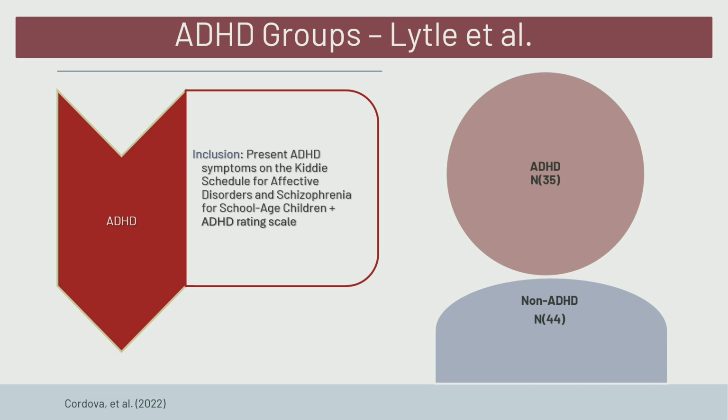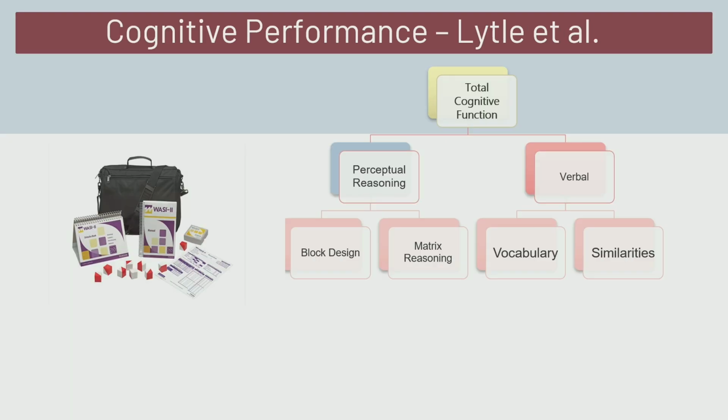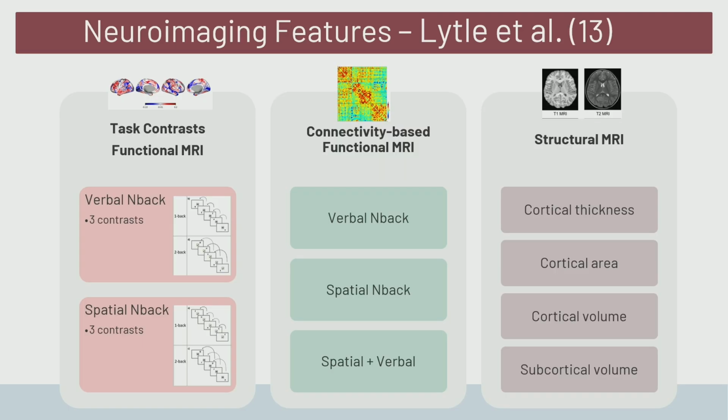For our external validation data set, they already grouped participants into non-ADHD and ADHD group using clinical interviews and scales, and we used the same grouping for our analysis. There they had the full IQ scale from the Wechsler test, and we used that as equivalent for the total cognitive functioning scores in our model.